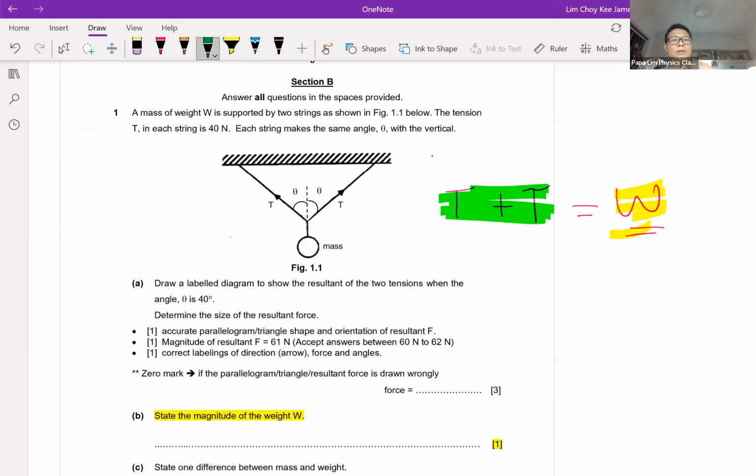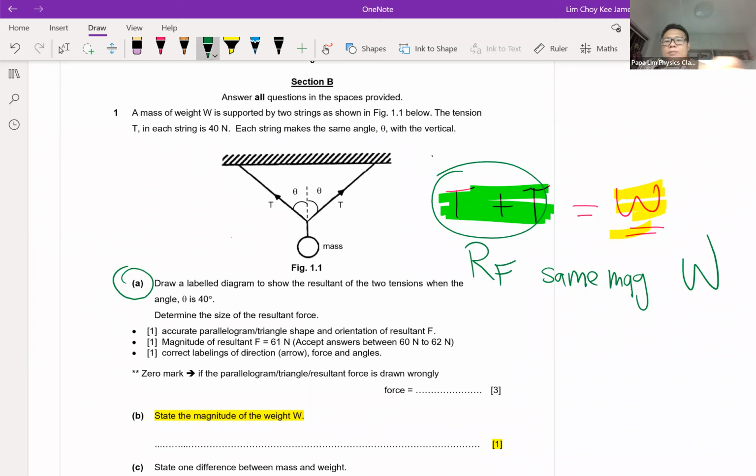So what we are looking at here is that the resultant force of these two, which is part A, must be the same magnitude as your W. And to balance out, to counteract W, the resultant force RF must be in the opposite direction as compared to W. That's what I mean by 3-force system.